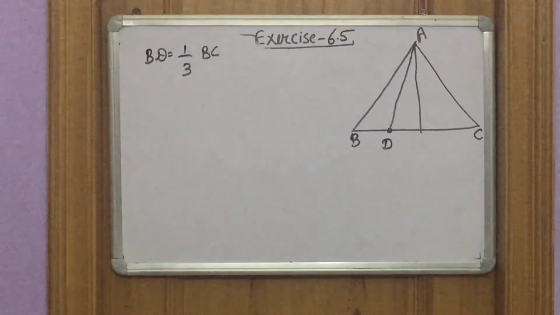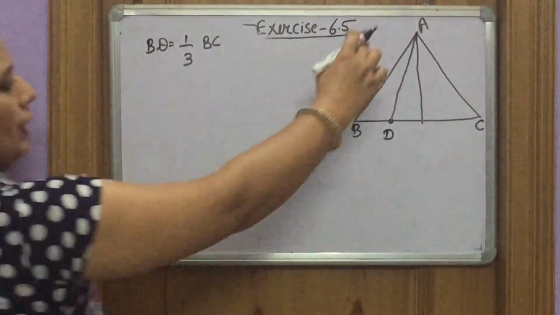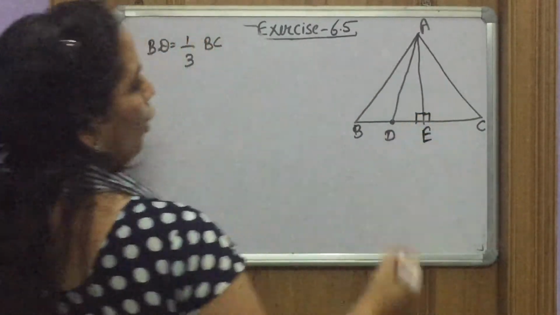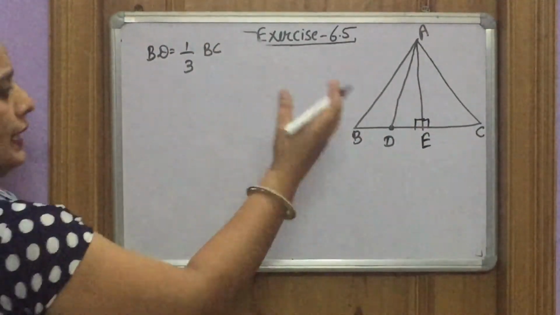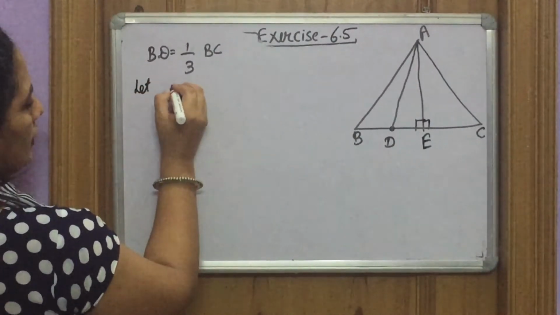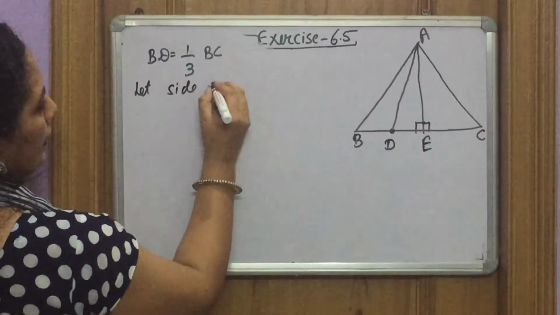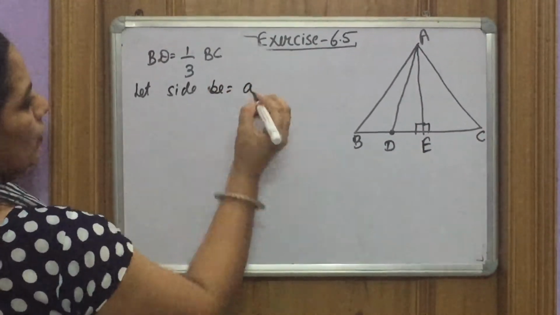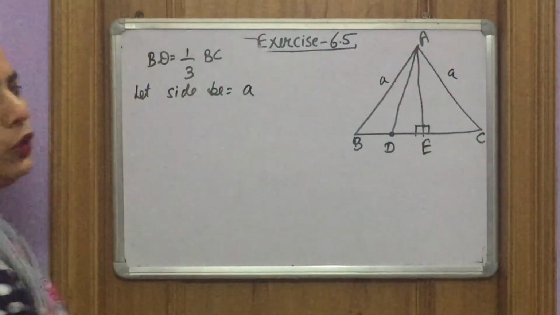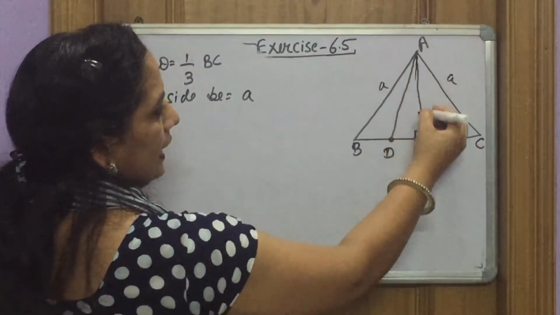So for this question, first of all, we will draw a perpendicular from A on BC. It will cut BC at the point E. It is an equilateral triangle. Let us suppose the left side will be a. It is an equilateral triangle, that's why all of the sides will be equal to a. We can easily find out this AE side.